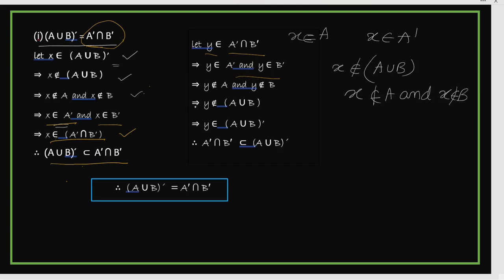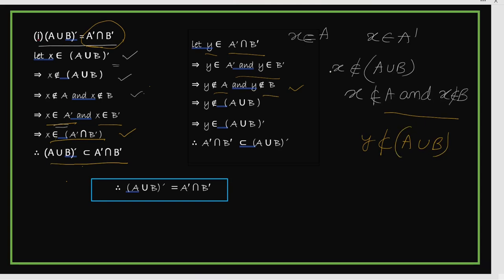Then we have to remove these complements, right? We have to remove this complement. That means Y does not belong to A and Y does not belong to B, right? Then what? Y does not belong to A and Y does not belong to B means what? Y does not belong to A union B.